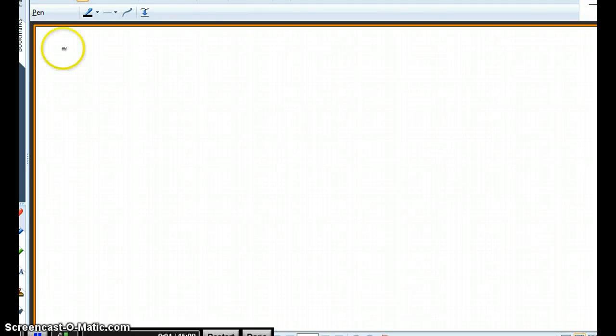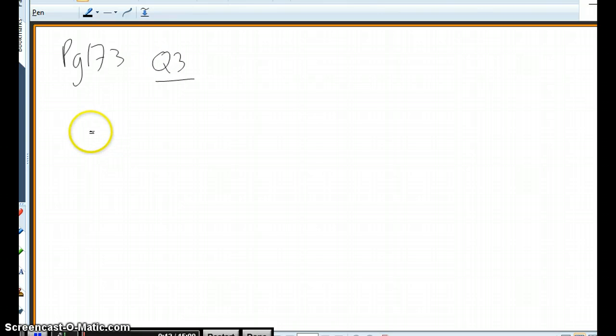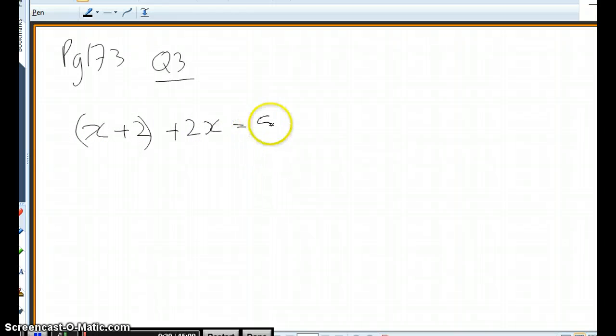Okay, I'm on page 173 and looking at question 3. This is a problem where you've got more than one x in the equation. So the starting point here is actually to go and collect things together.